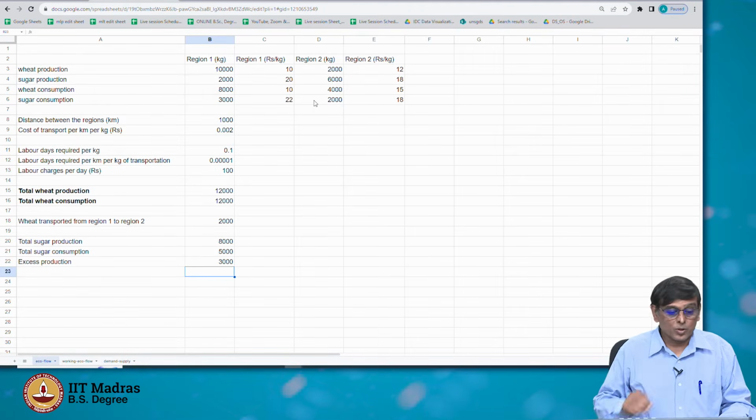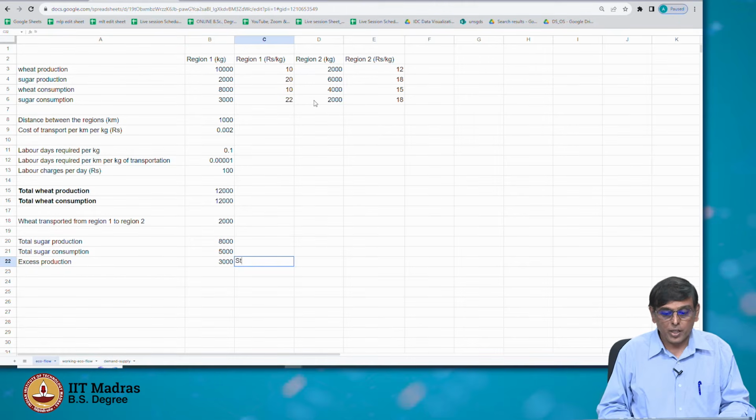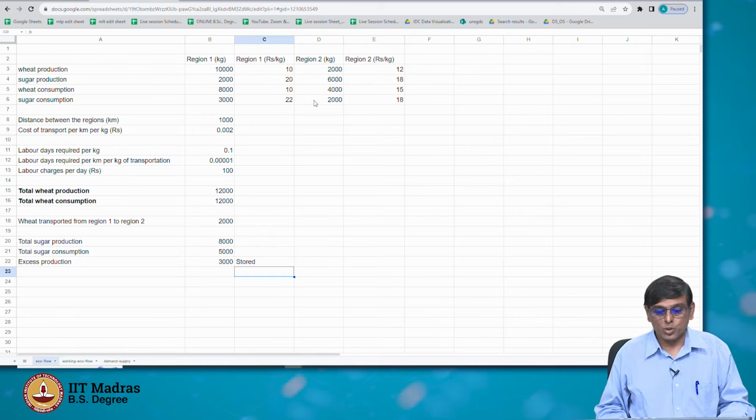So, only 5,000 was consumed, 3,000 was excess production. So, what happened to this excess production? Presumably, this was stored. So, it was not transported, it was stored.